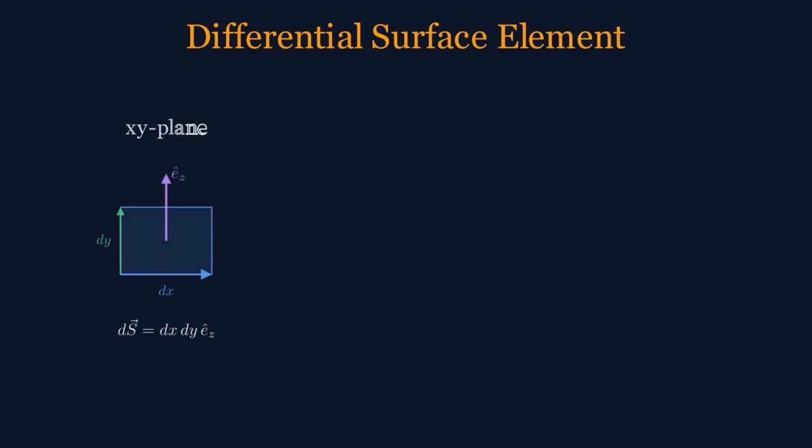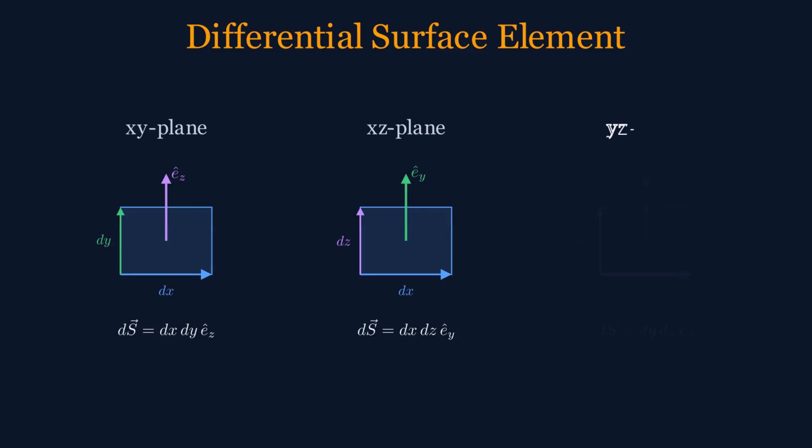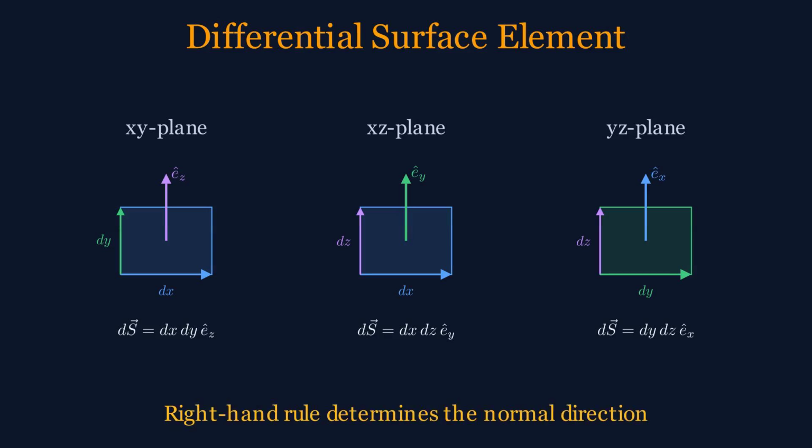The differential surface element ds represents an infinitesimal patch of area with a direction given by the outward normal. In the xy plane, the normal points in the z direction, so ds equals dx dy ez. In the xz plane, the normal is in the y direction, ds equals dx dz ey. In the yz plane, the normal is in the x direction, ds equals dy dz ex. To remember the sign, use the right-hand rule. Curl your fingers from the first axis to the second, and your thumb points in the direction of the normal. This gives us the positive orientation.